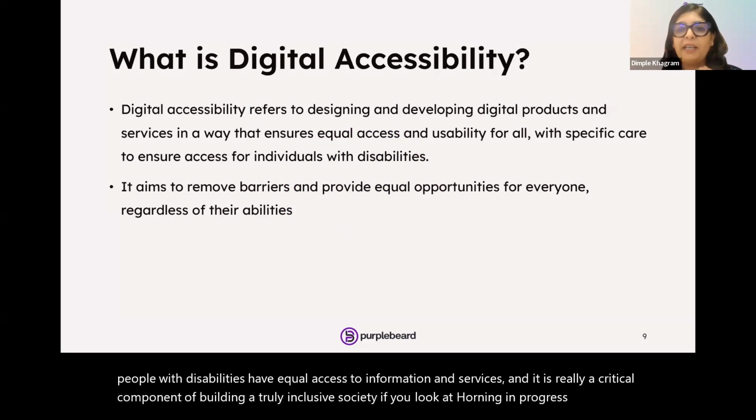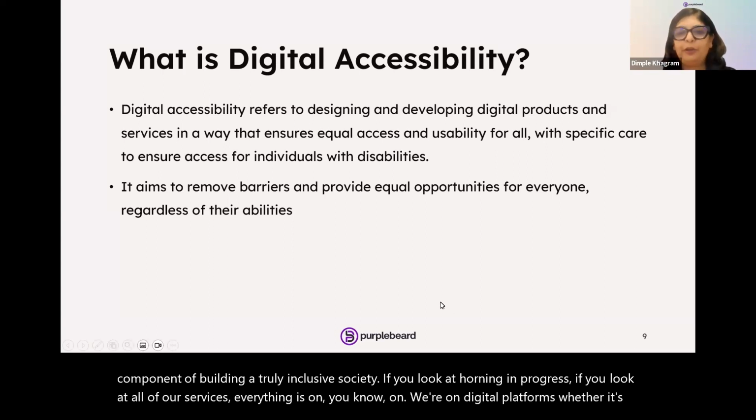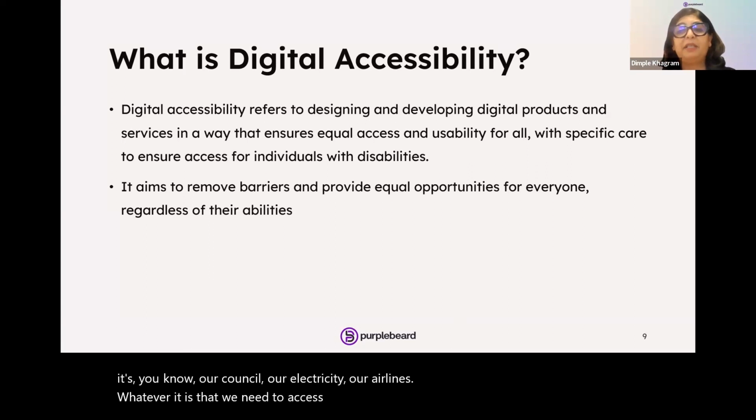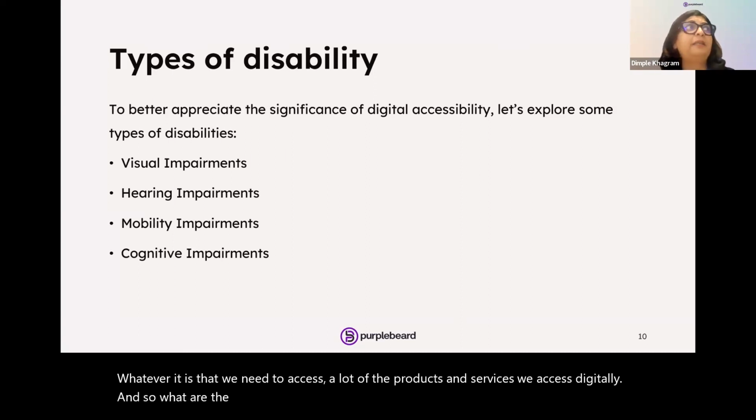If we look at all of our services, everything is on digital platforms, whether it's our council, our electricity, our airlines, whatever it is that we need to access, a lot of the products and services we access digitally. And so what are the types of disabilities?